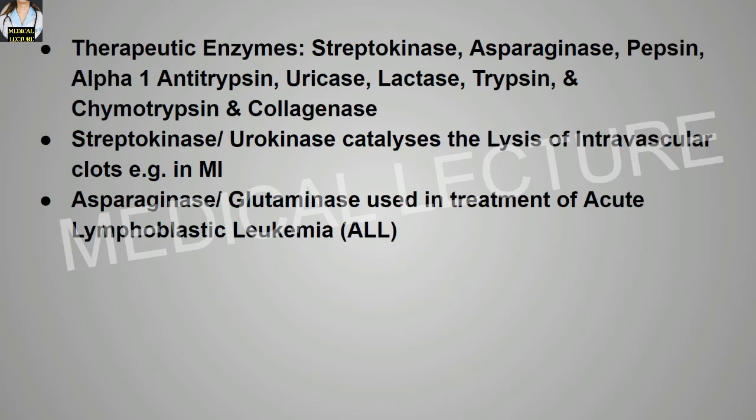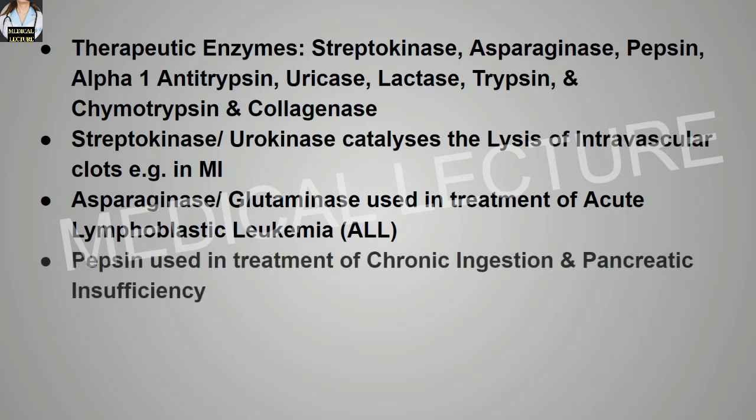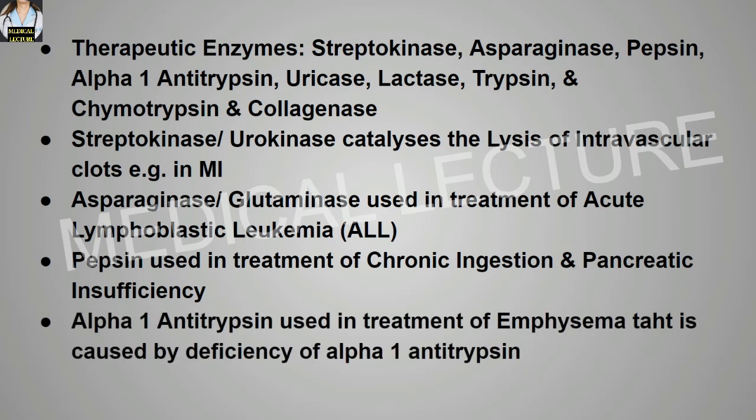Asparaginase or glutaminase is used in the treatment of acute lymphoblastic leukemia. So, in ALL, or acute lymphoblastic leukemia, asparaginase or glutaminase are used. Pepsin is used in the treatment of chronic indigestion and pancreatic insufficiency. Alpha-1 antitrypsin is used in the treatment of emphysema that is caused by deficiency of alpha-1 antitrypsin.